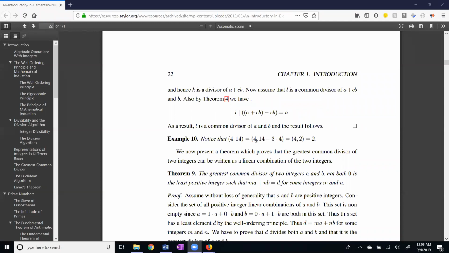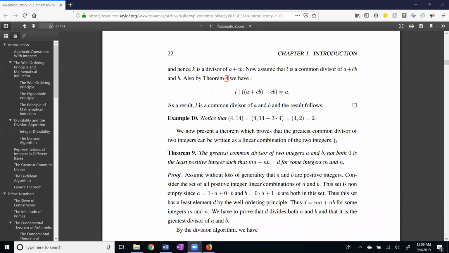So I'm leaving the first number the same as 4, and I'm taking the second number, 14, and I'm adding to 14 negative 3 times 4. Well, negative 3 times 4 is 12. 14 minus 12 is 2, so I have the greatest common divisor of 4 and 2, and obviously the greatest common divisor of 4 and 2 is 2. So this contamination theorem is one method of finding greatest common divisor. It may not be an efficient method, but it is one method.